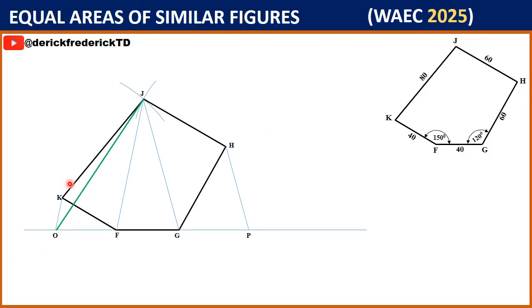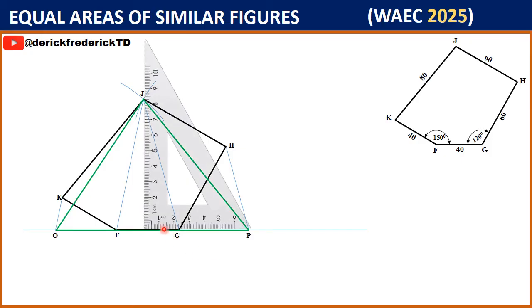So connect O to J. Now I'm using a green line to differentiate it from this polygon. Connect P to J and also draw OP with a thick line. And that gives you the triangle, but we're not done. The next thing, we're going to convert the triangle to a rectangle of equal area as well.